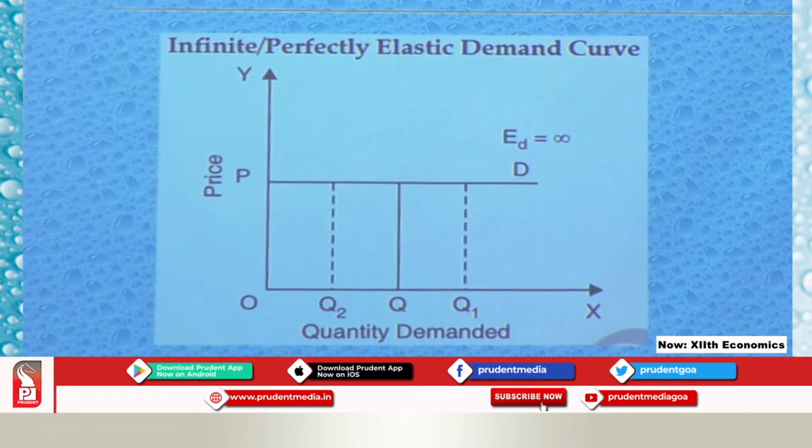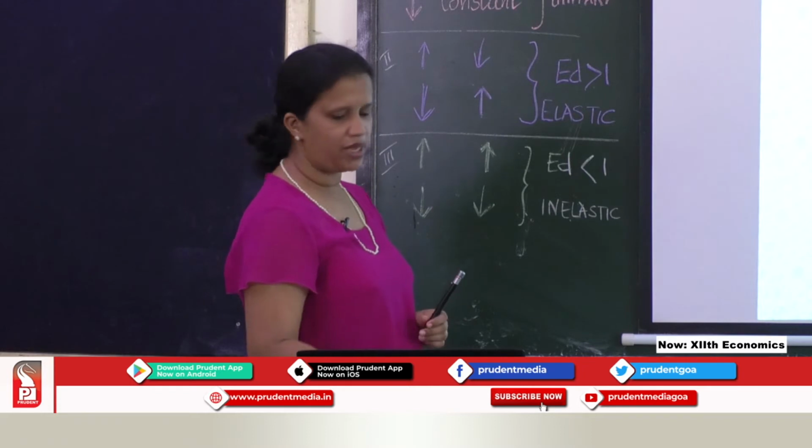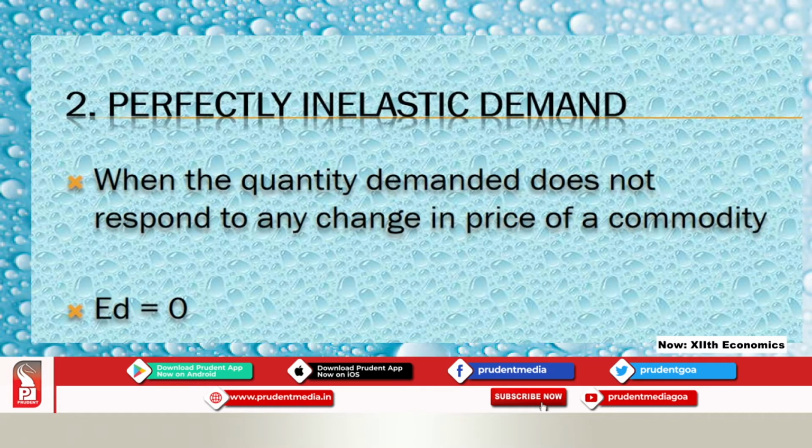Now, what does this parallel line tell us? That price is the same at OP. Any amount of the quantity can be demanded, OQ2, OQ, OQ1, and so on. Okay. So, this says that ED value will always be infinite. So, let us go to the next one, and that is perfectly inelastic demand.